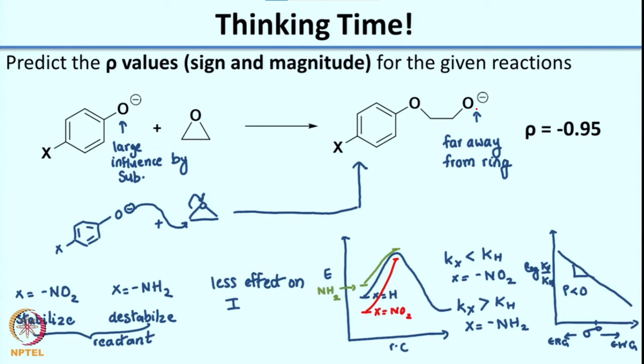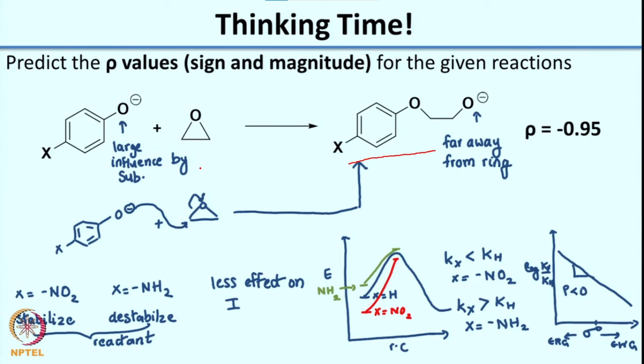Now we have one more example. Predict the rho value for the given reaction. Here you can see again we have a benzene ring, an aromatic ring, and an epoxide. What will be the actual mechanism of this reaction? Here it's given already. The negative charge will attack the alpha carbon of the epoxide and it will get opened, and we will get the O minus as an intermediate.